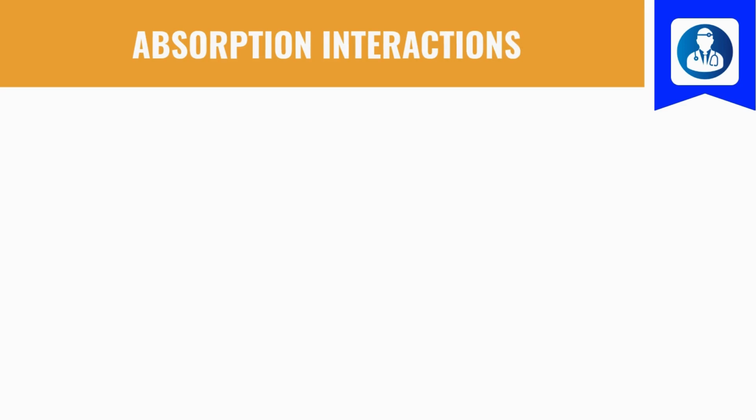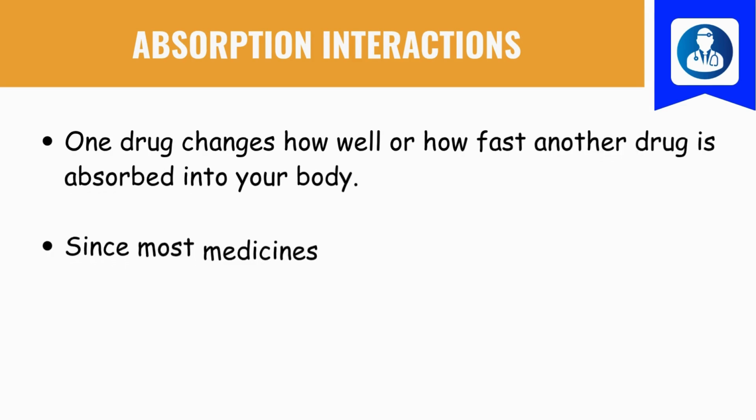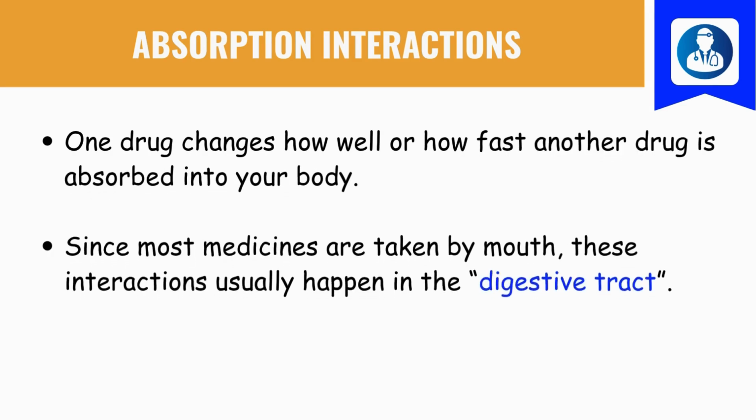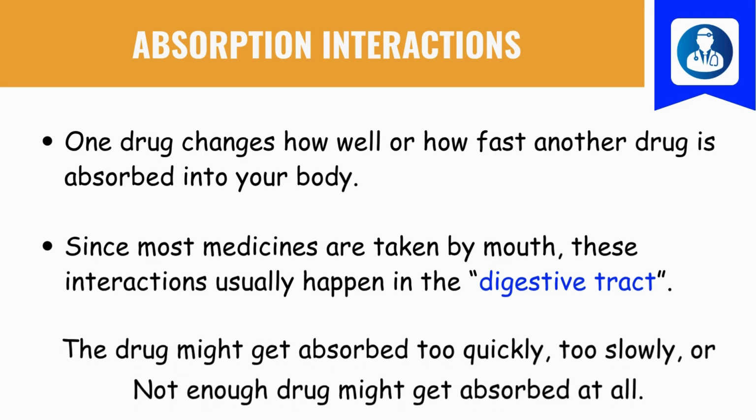This type of interaction happens when one drug changes how well or how fast another drug is absorbed into your body. Since most medicines are taken by mouth, these interactions usually happen in the stomach or intestines. We can say the digestive tract. The result? The drug might get absorbed too quickly, too slowly, or not enough drug might get absorbed at all.